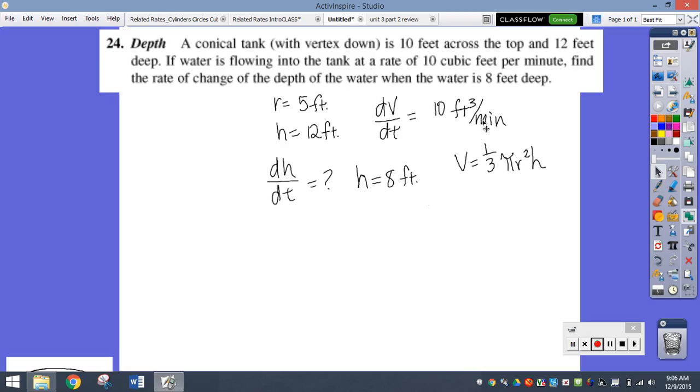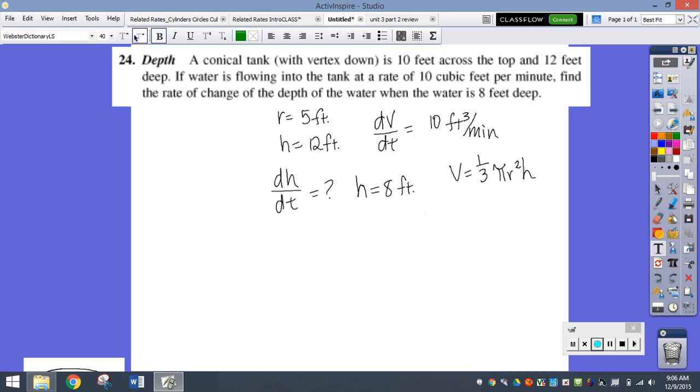And then it says find the rate of change of the depth of the water. So I'll note that, remember depth is height, so rate of change of the depth of water, dh over dt, put a question mark there because that's what I'm looking for, when the water is 8 feet deep. Again, depth is height, so h equals 8 feet. And I'm looking for rate of change of height, but they give me the rate of change of the volume. So I know I'm going to need the volume formula for a cone. So volume equals 1/3 pi r squared h.